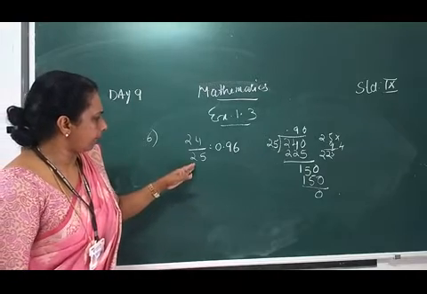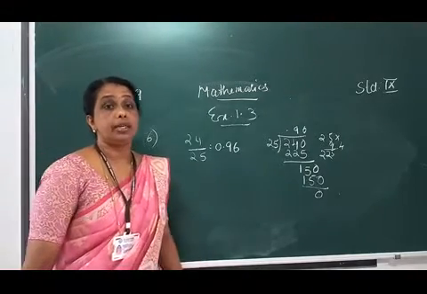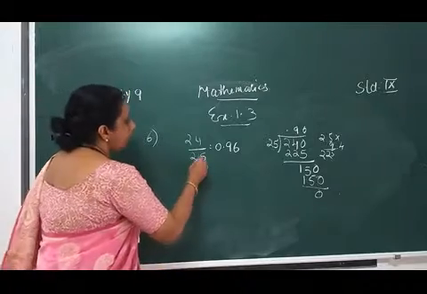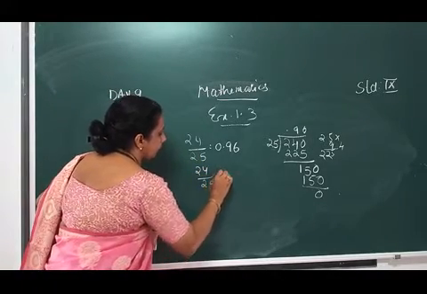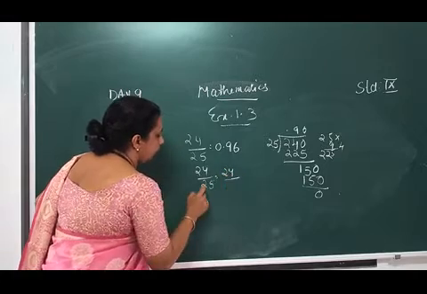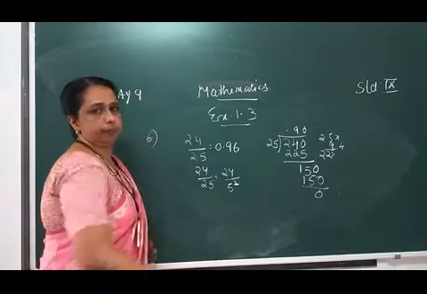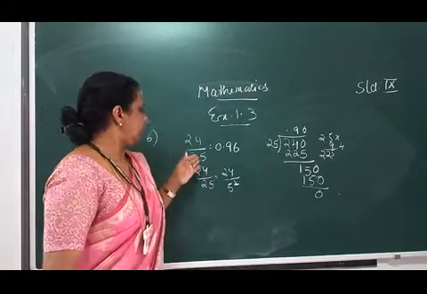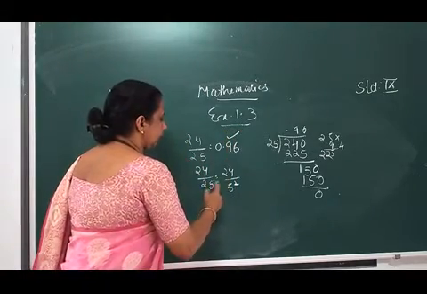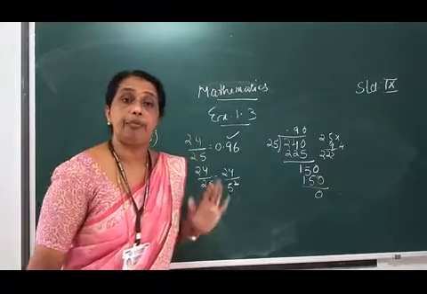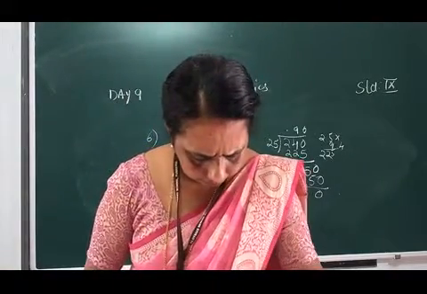Then you have to check the property of the denominator 25. What is its property? 24 by 25 can be written as 24 divided by the factors of 25. We get only 5 square. That is, 24 divided by 25 has a terminating decimal expansion, and then q has only the factor of 5. Then we can take another example.